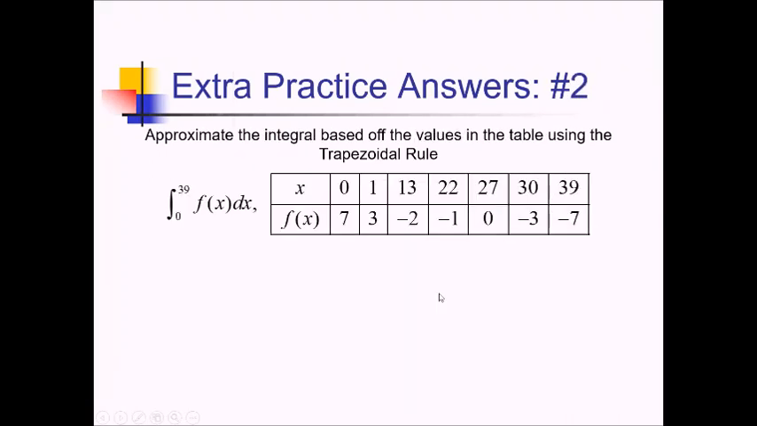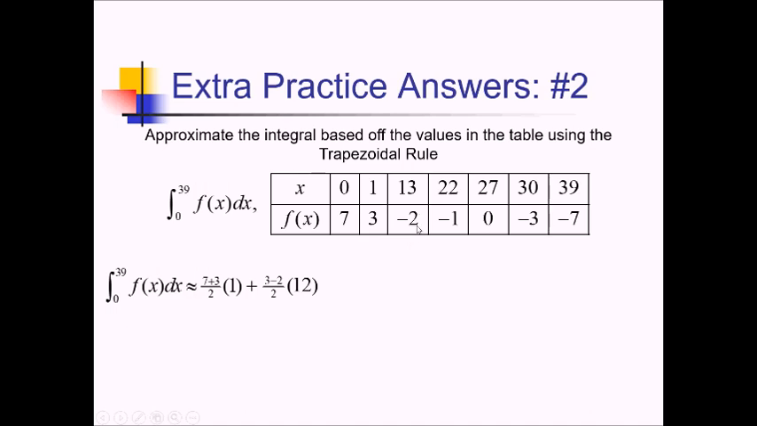For this one, they want us to approximate this integral using the trapezoidal rule with the intervals given by this table, basically. So I can say that this stuff is approximately equal to, so for my first trapezoid, I've got 7 plus 3 over 2 times a height of 1. Next, I've got 3 plus -2, or 3 minus 2 over 2, times a height of, well, let's see, this is going to be 12.